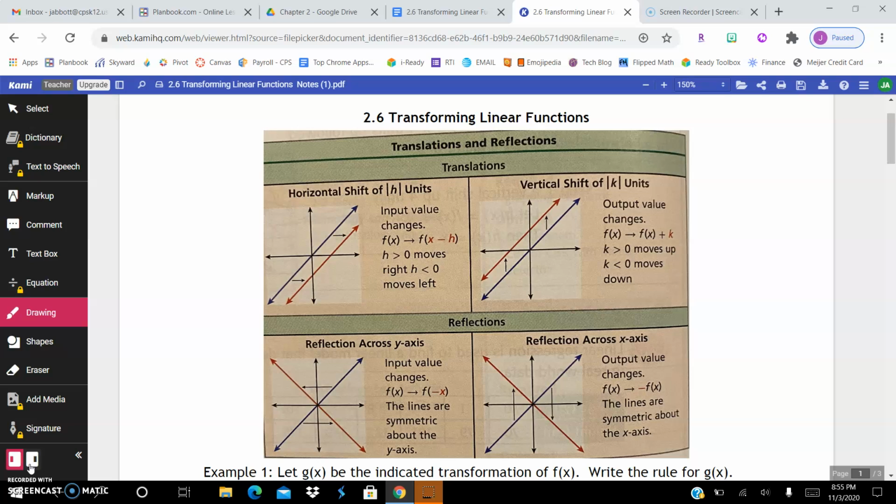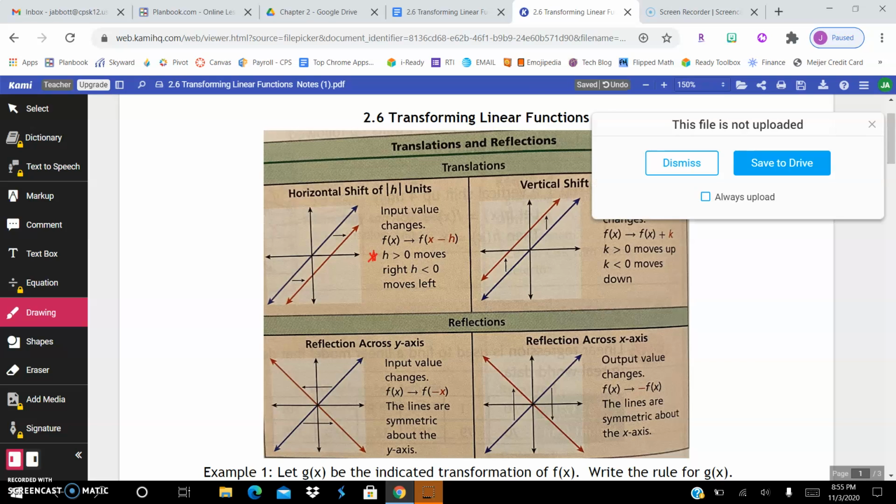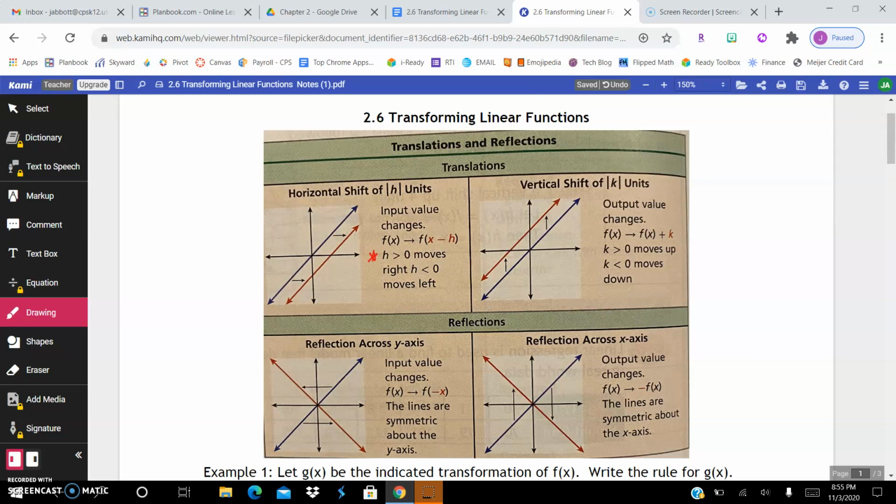One's horizontal, so if you're moving it left or right, you are going to add or subtract numbers from the x value. And I want you to notice that if h is greater than 0, it moves it to the right. And if h is less than 0, it moves it to the left. That is being added or subtracted from the x value.